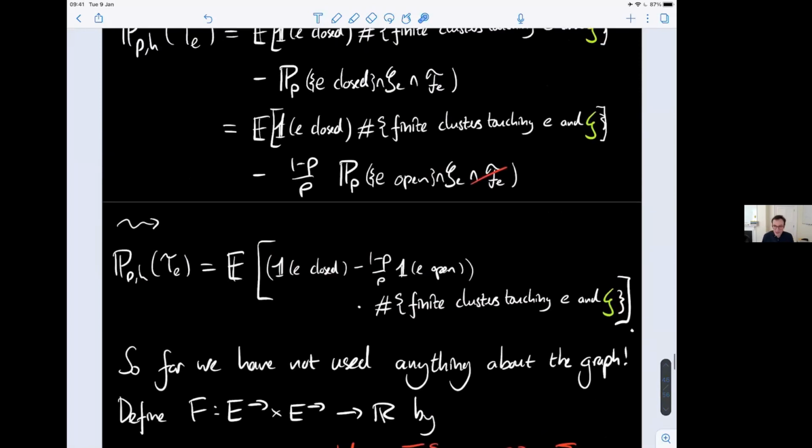Okay, and just to be clear, at this point in the argument, we haven't used anything about the graph. This is true on any graph, and any edge E. We haven't used anything about the symmetry of the graph. But now, at this stage, we want to use that we have transitivity and unimodularity to take this quantity on the right-hand side, apply the mass transport principle to it, and get that thing expressed in terms of the fluctuation of the cluster of the origin. So basically, we want to take this quantity and average it out over the cluster at the origin, and that will give us what we want.